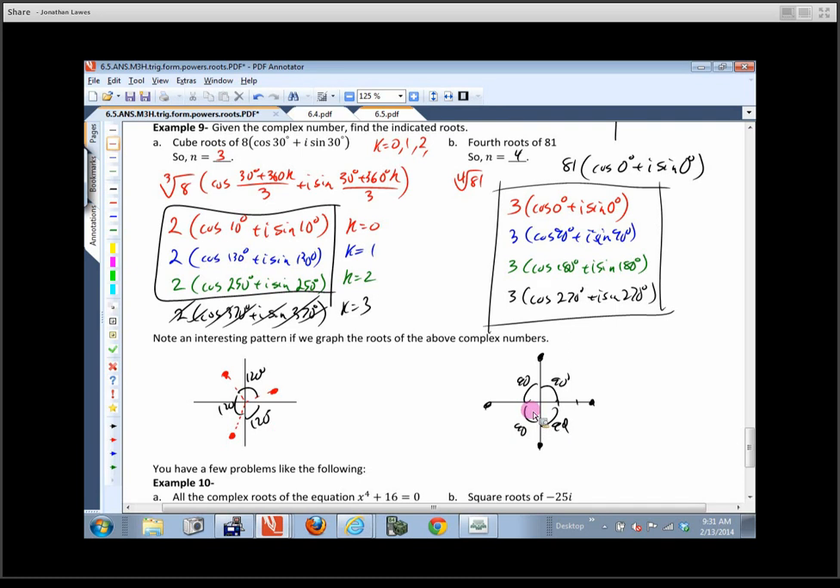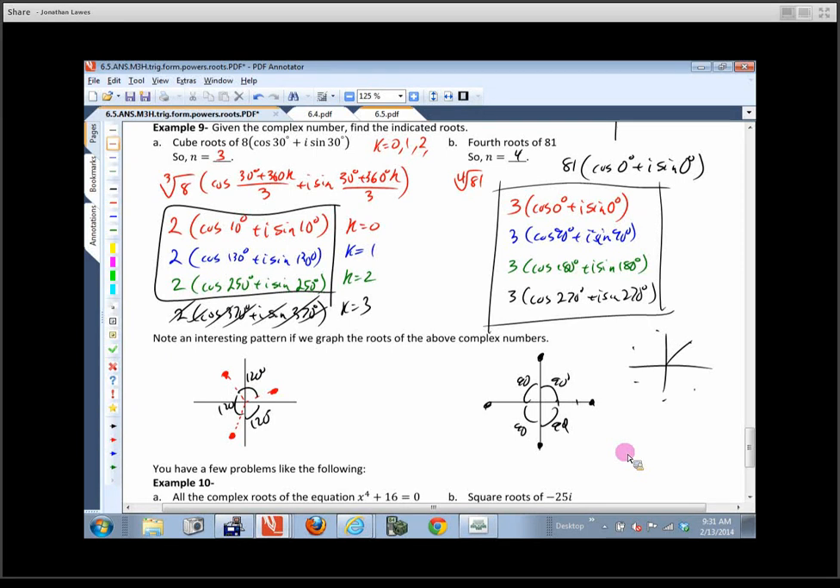So if we were finding 6th roots, we would find that all 6 of them are equally spaced. Okay? Wherever the first one started, the next one would be how many degrees away from it? If it were 6th roots. 60 degrees. 360 divided by 6 would be 60. Okay?